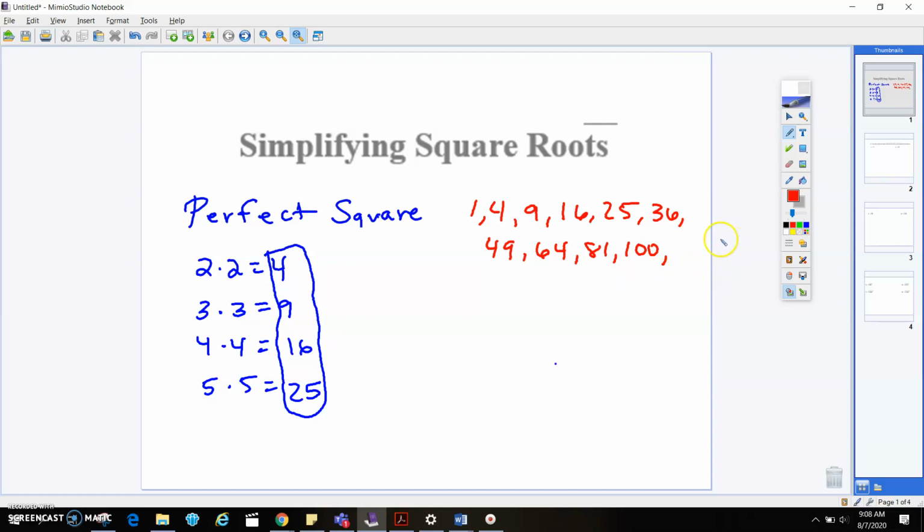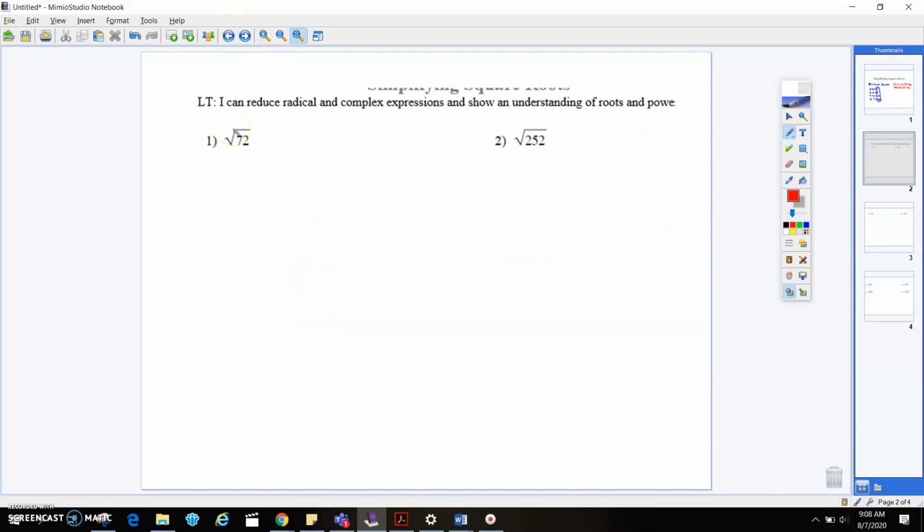Okay, and I would probably have those memorized up to about 13 squared, just to have in your bank. So these are the perfect squares that you need to have memorized. I normally write these at the top of my paper every single time I'm doing simplifying square root problems. So now we're going to look at a problem.